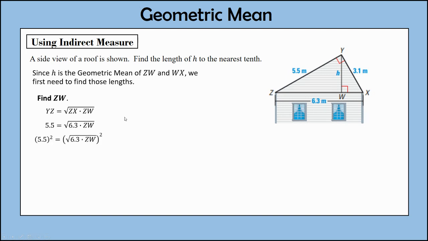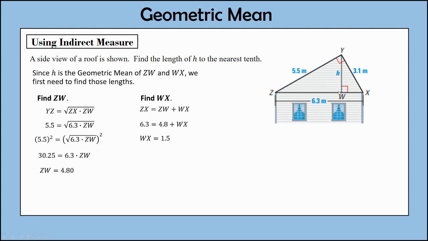We're going to square both sides. We're going to divide by 6.3, and we get ZW to be about 4.8. So Z to W is 4.8. Now, to find H, I've got to know ZW and WX. Well, we can find WX because we know that ZX is made up of ZW plus WX, those two added together, as segment addition postulate. So we know Z to X is 6.3. We know Z to W is 4.8. So that leaves WX to be 1.5.